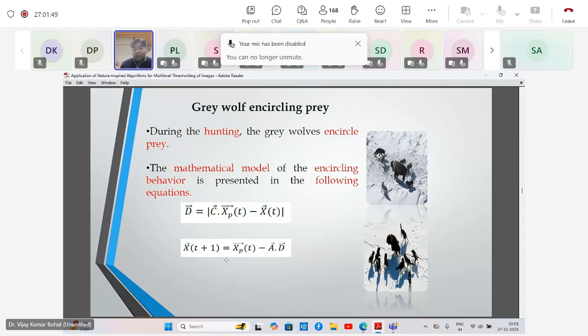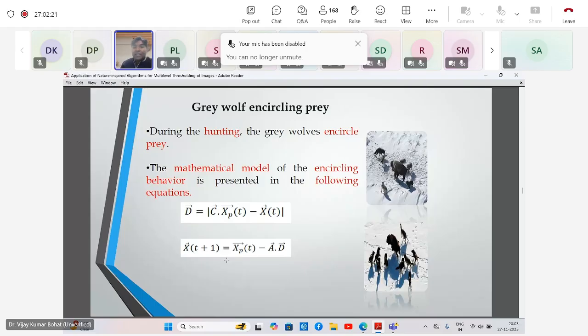Because if we directly subtract the position of the solution from the prey position, it's a simple distance. But these optimization algorithms work on stochastic phenomena. So C is there to introduce stochastic phenomena in the algorithm. Now, in the real world, we know what the prey is, but while solving an optimization problem, we don't know what the prey is. So in this algorithm, prey is considered as alpha, beta, and delta wolves.